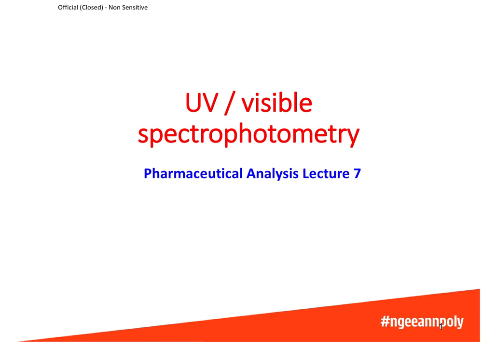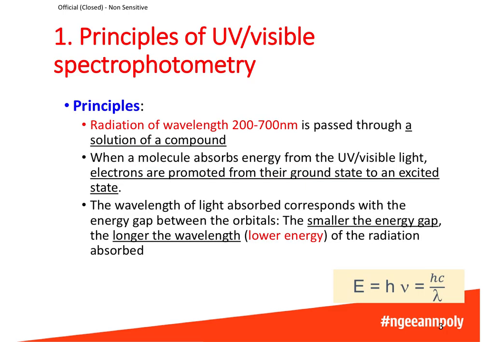In this first section, we'll be looking at the principles of UV and visible spectrophotometry. In UV and visible spectrophotometry, radiation with a wavelength of about 200 to 700 nanometers is passed through a solution of the compound. When a molecule absorbs energy from the UV or visible light, electrons in the molecule are promoted from their ground state to an excited state.